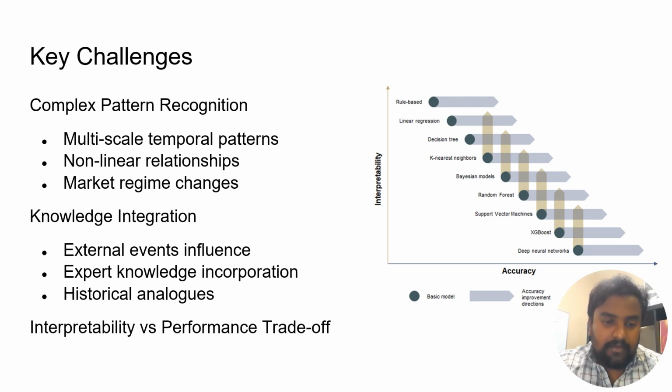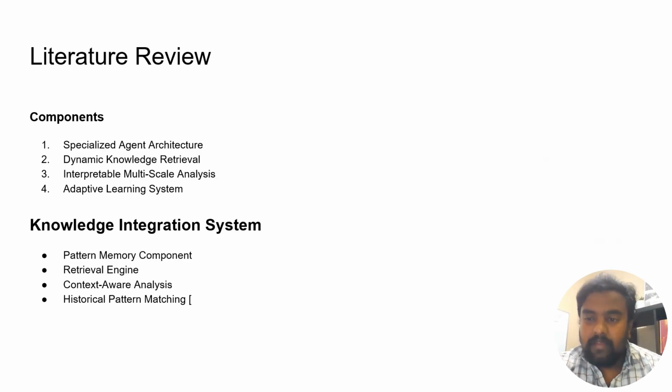And the next slide, let's go with the literature review. In the literature review, as I mentioned in the slides, the components and KIS, that is the knowledge integration system. To address these challenges, we reviewed several advanced methods focusing on specialized agent architecture, dynamic knowledge retrieval, interpretable multi-scale analysis, and adaptive learning systems.